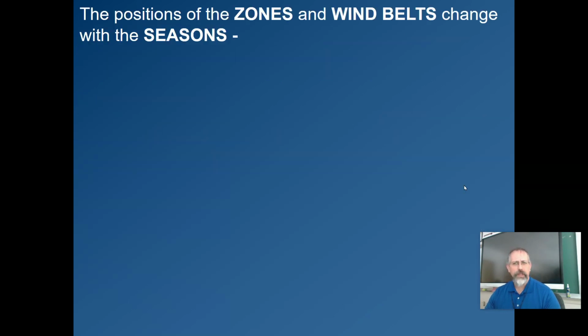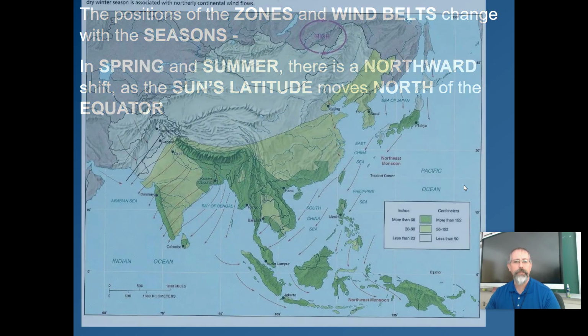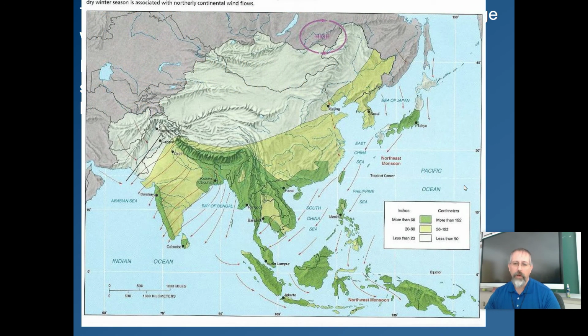The positions of these wind belts do change with the seasons because of the jet stream. In the summertime, they move northward. In the wintertime, they move southward, just like the path of the sun changes during those seasons as well. Now, one place where you have almost certainly heard about this is global studies, where they talk about monsoon season.